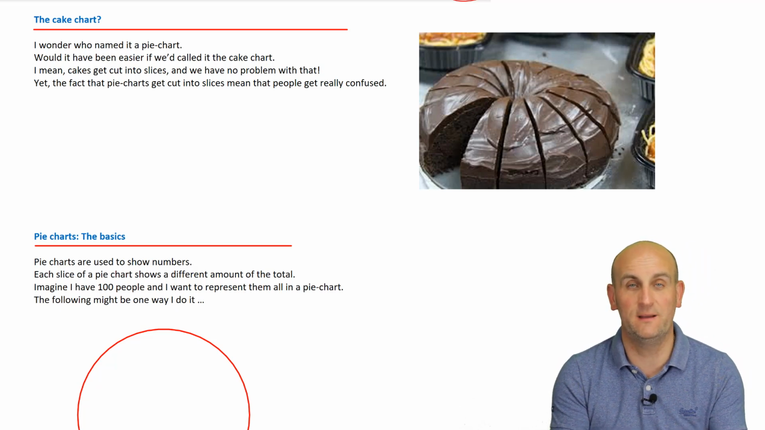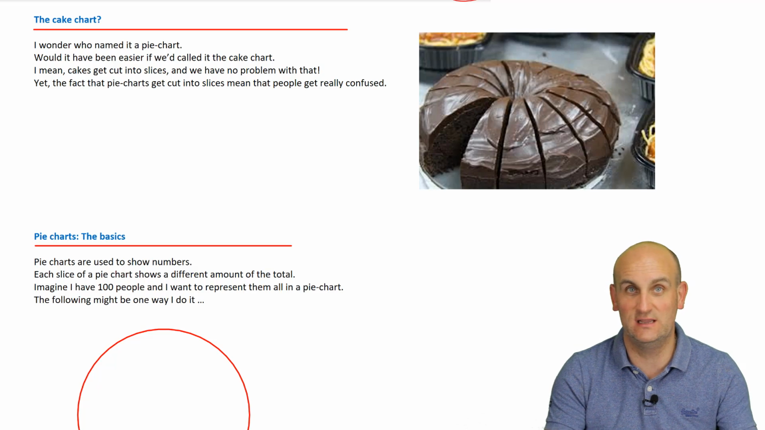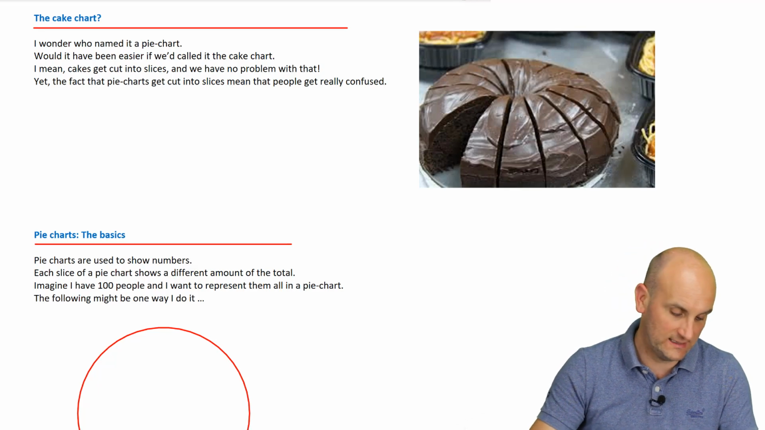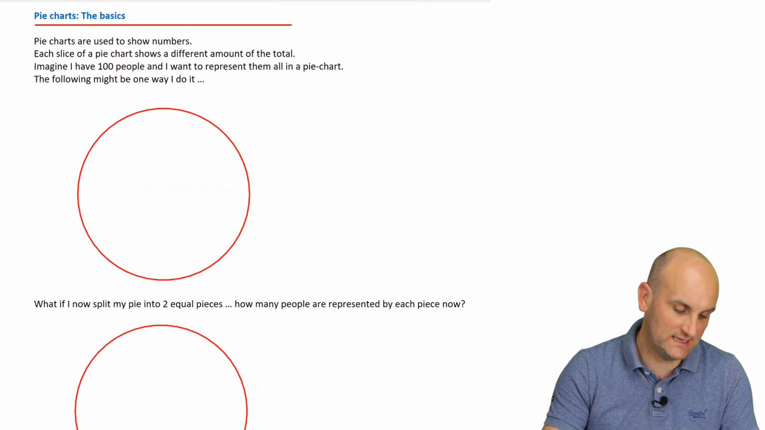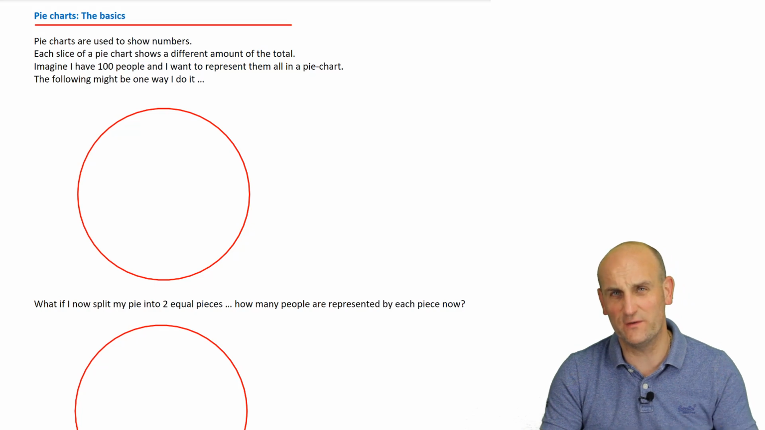All we ever need to know, in maths, is how many slices to cut our cake into and how many slices each person's going to eat. That's literally it. Every time you do a pie chart, think cake. So I'm going to start with the basics here. Effectively, pie charts are used to represent numerical data. Each slice of a pie chart stands for a number of people.